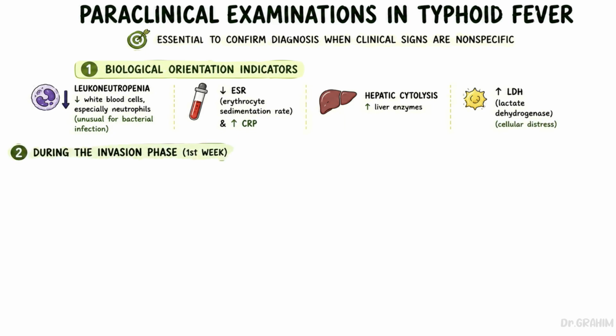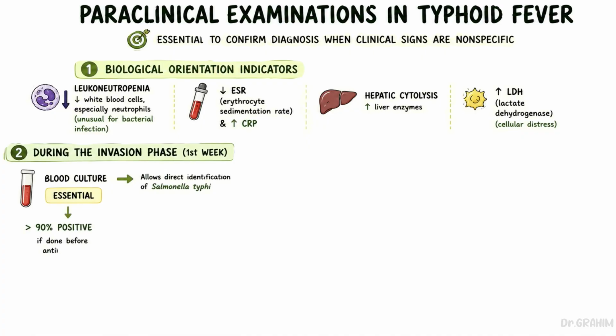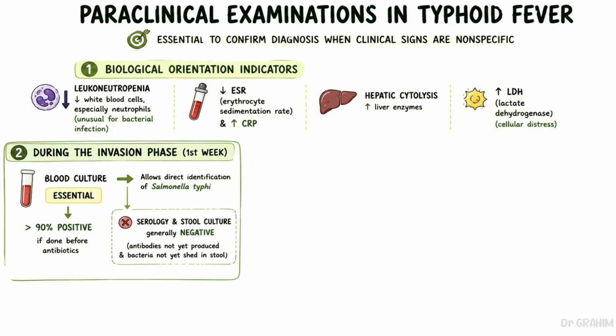During the invasion phase, blood culture is essential as it is positive in over 90% of cases if performed before any antibiotic therapy. It allows direct identification of Salmonella Typhi. At this stage, serodiagnosis and stool cultures are generally negative because the body has not yet produced sufficient antibodies and the bacteria have not yet been shed in the stool.